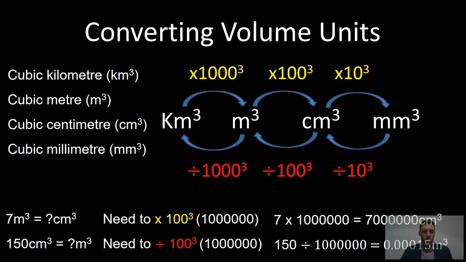You can convert between the volume using this table. If you needed to convert between kilometers cubed and meters cubed, or cubic kilometers and cubic meters, you would times by 1000 to the power of 3, or 1000 cubed. I've included this here for anyone who's working on problems where they need to convert between units of volume. This was covered in more detail in the volume units, volume of prisms and cylinders video. Please have a look at that video if you need further information.